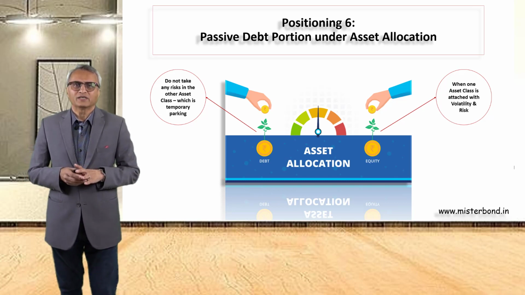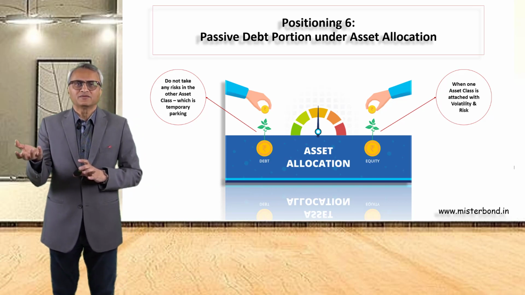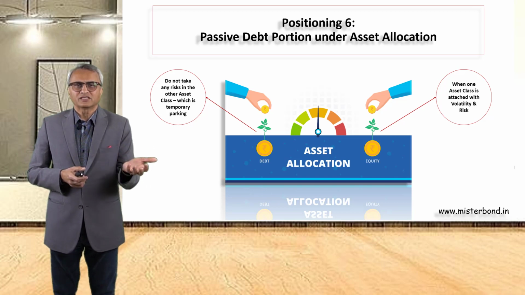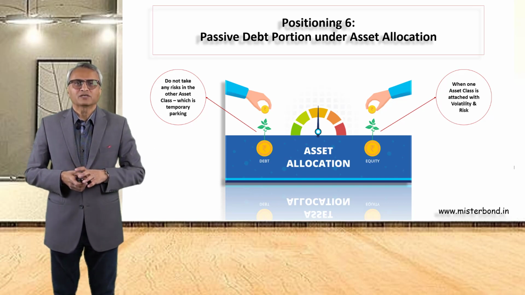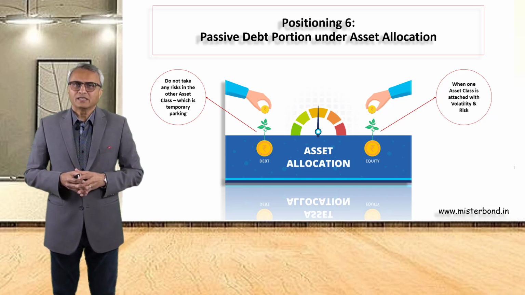because you do not want to get into a situation when one asset class, which is equity, which is a riskier and volatile asset class, you get into a credit risk space and create havoc in your investors' portfolio through debt space as well. So utilize this as a passive allocation towards the debt under your asset allocation strategy, and the rest can be managed through the equity space.